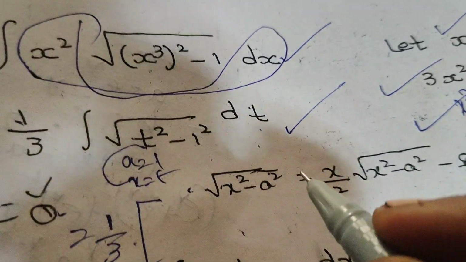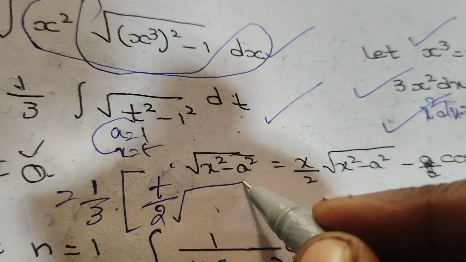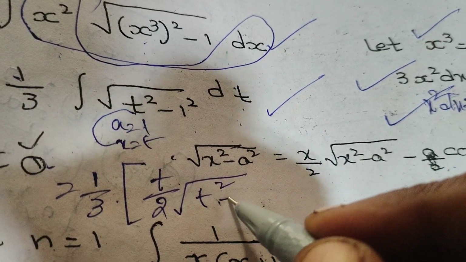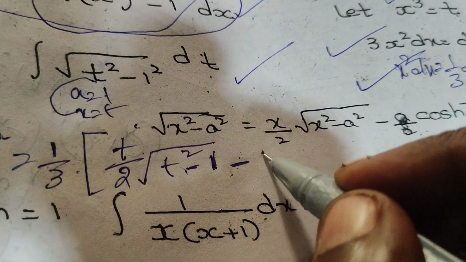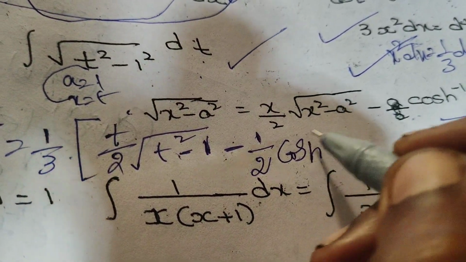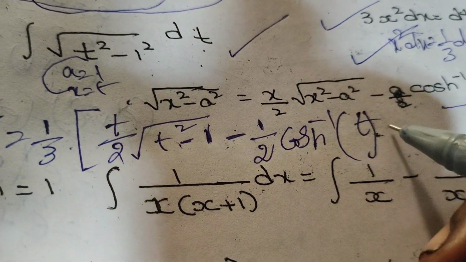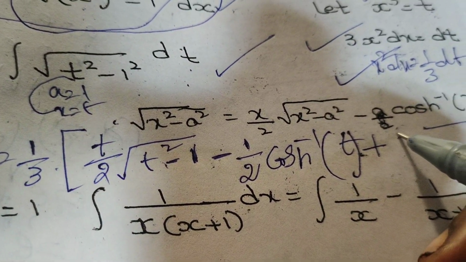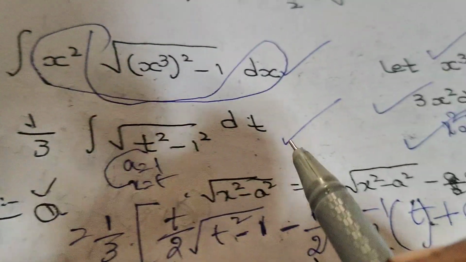1 by 3 into x by 2. X by 2 means t by 2, root of x squared minus a squared, that is t squared minus 1, where a is 1, minus a squared by 2, that is 1 by 2. Next, cosh inverse of x by a, where x is t and a is 1, so cosh inverse t plus c.